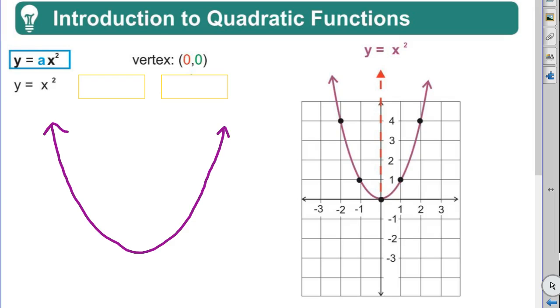And an x value of 1 gives you an output of 1, and an x value of 2 gives you an output of 4, x of negative 1, etc. You can see the line of symmetry, and you can see how it's symmetric.